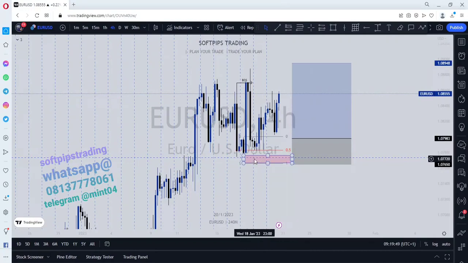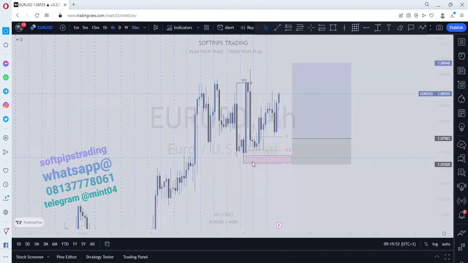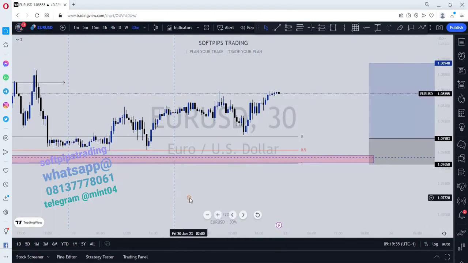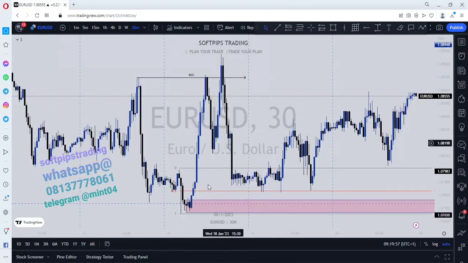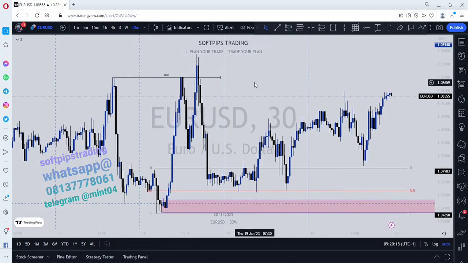But on 30 minutes, you look at this POI. It's below 50% of that 4 hours we marked. But as well, just be flexible, start looking for your entry around here. You know what you use for your entry.